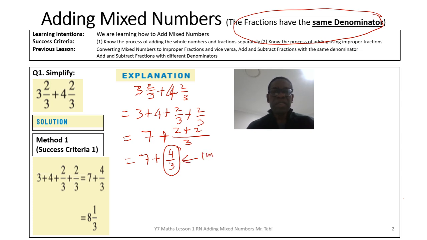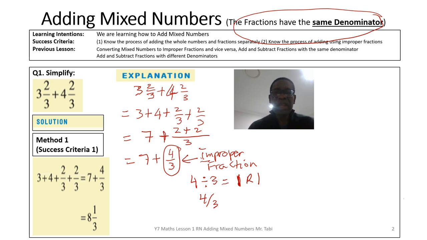Now at this point, you know that this is an improper fraction. So we need to change that to a mixed number. To do that, we have 4 divided by 3, and that will be 1, because 3 can go into 4 one time, remaining 1. So 4 over 3 is equal to 1 whole 1 over 3.